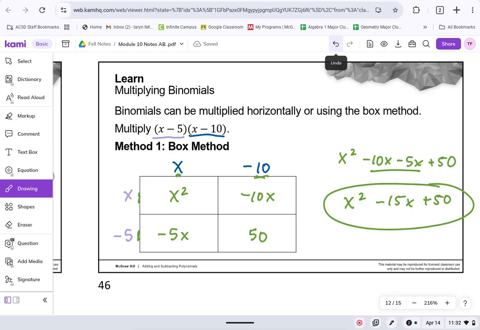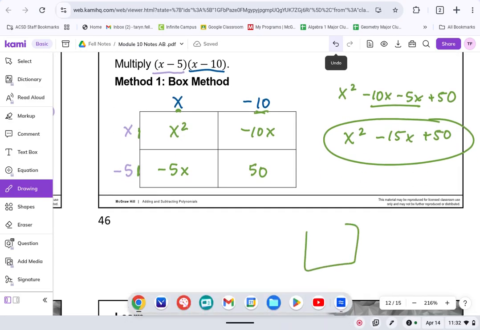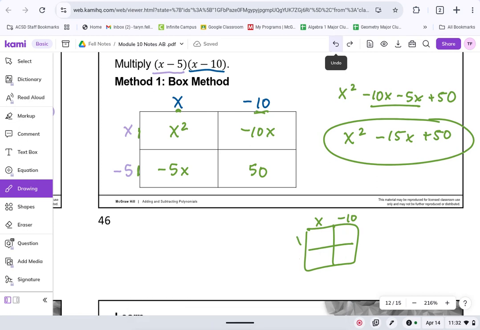Now, this is something that I would encourage you to do. I think the box method is the easiest method. So on your paper, every time you would just draw a box, and you would put x minus 10 and x minus 5, and then you would just multiply and get your answer for each square, and then combine like terms. I think that is the easiest way for you to keep track and do it correctly.